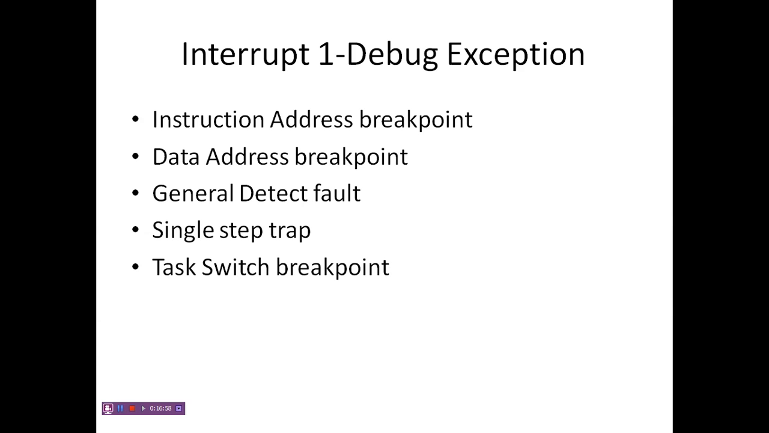Then next, data address breakpoint. A data address breakpoint exception is a trap. That is, the processor reports a data address breakpoint after executing the instruction that accesses the given memory item.